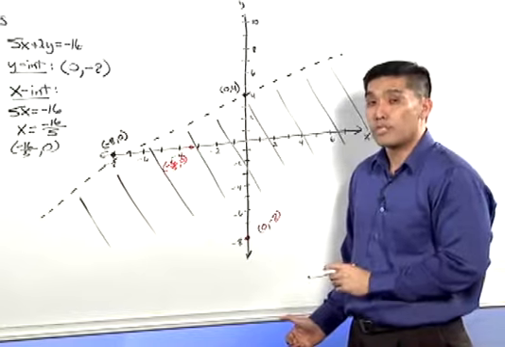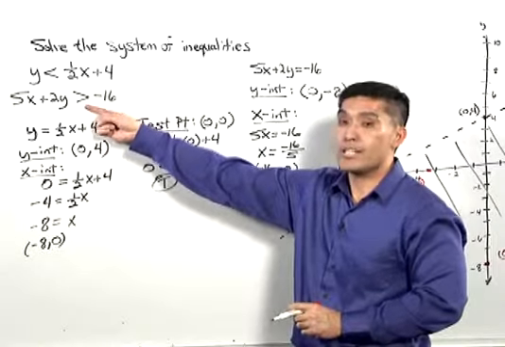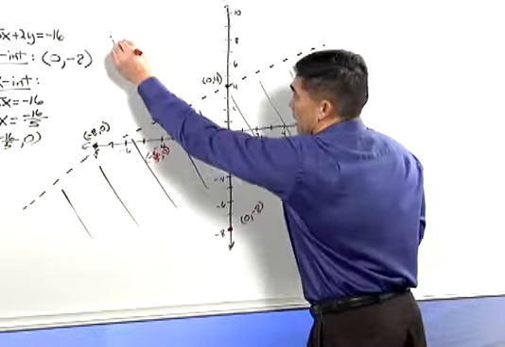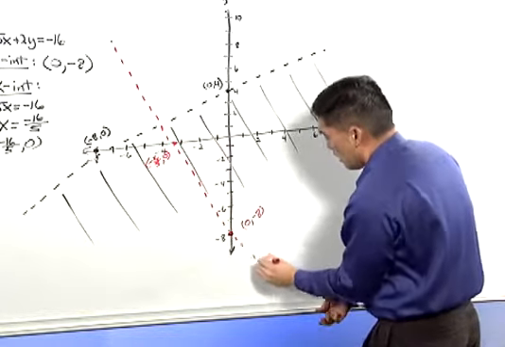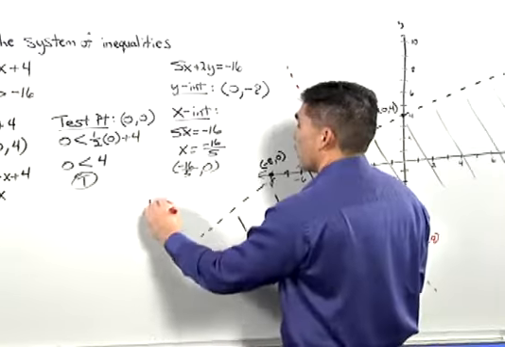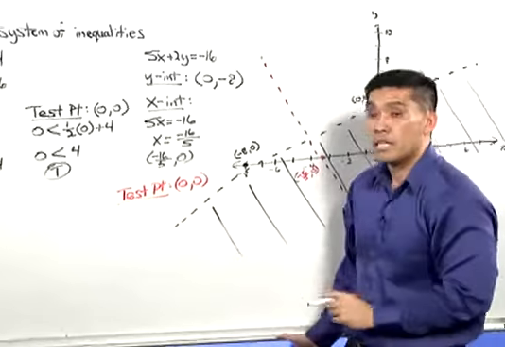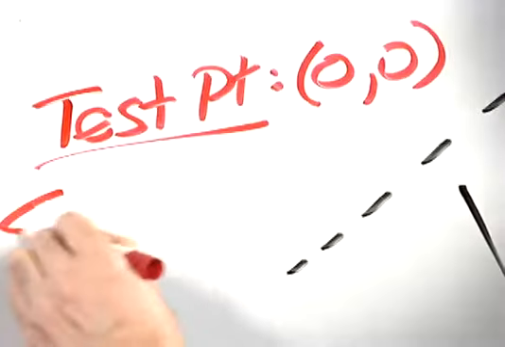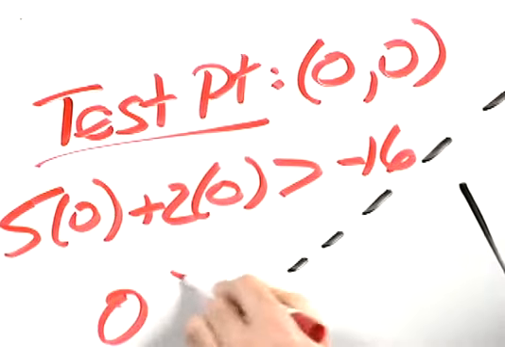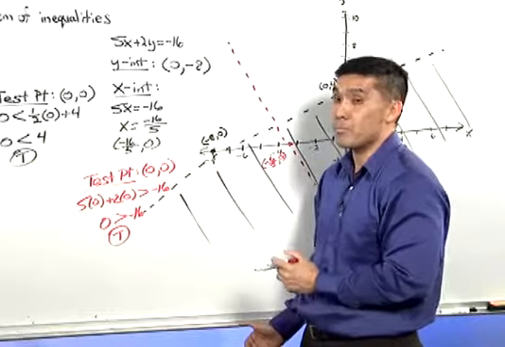Once again, before we draw a line through these 2 points, notice that the second inequality is a strictly greater than. Therefore, the line must be dashed. Making the dashed line, and now we must find a test point. We take a point that is not on the line, and again, a good point to choose is 0, 0. Evaluate the second inequality, and we get 5 times 0 plus 2 times 0 is greater than negative 16, which gives us 0 is greater than negative 16, which is also a true statement. Therefore, we must shade on the same side as that point 0, 0.